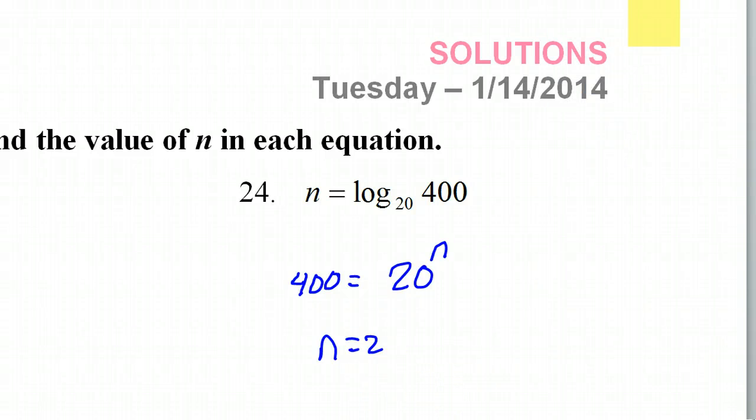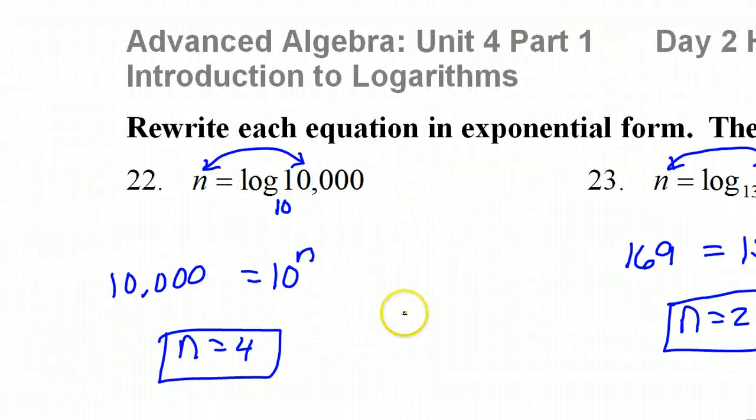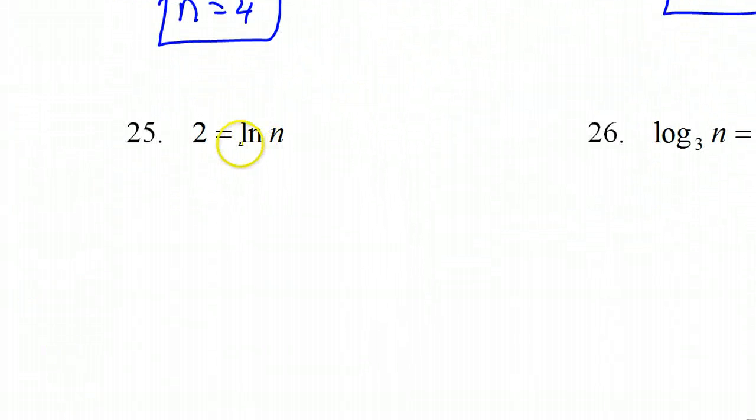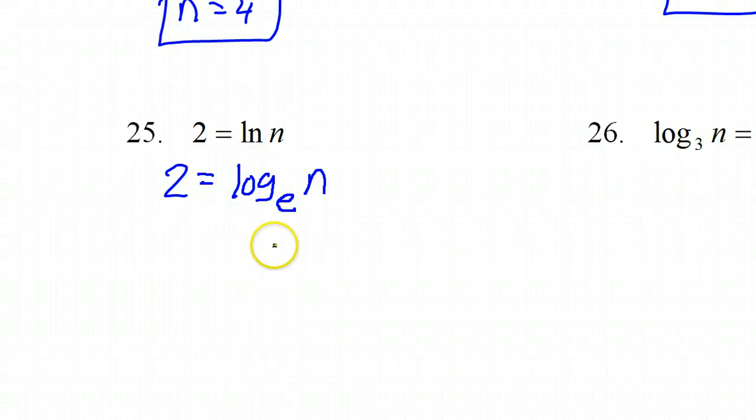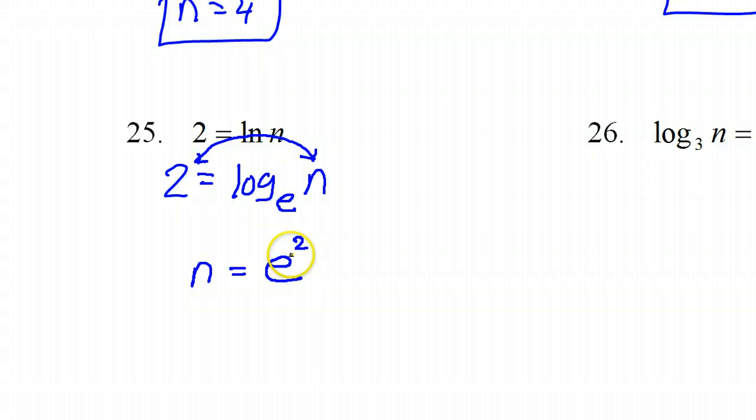Alright, 25. Natural log, ln, stands for natural log. That means it's understood to be log base e. So if I write this in the other form, start with the base. Here's my base. I just bring down the base, and that's e. Now these two things are going to basically switch sides. So this will be e squared, and then n will be over here. So n is equal to e squared.